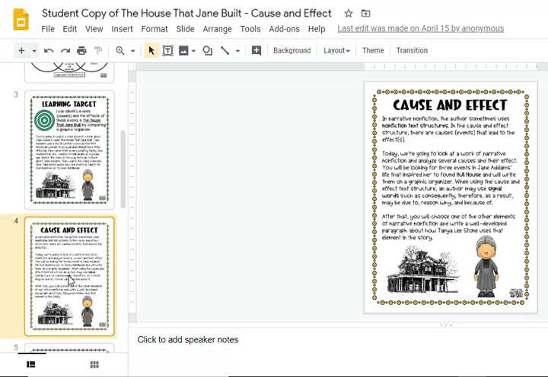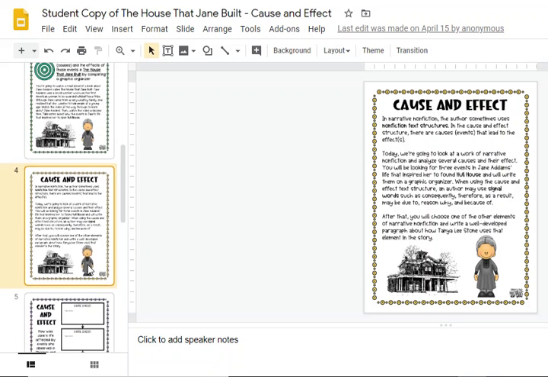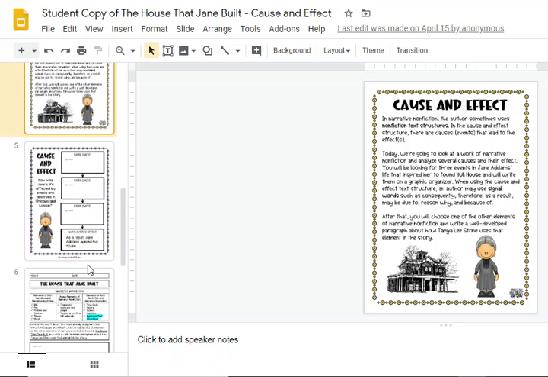When using the cause and effect text structure, an author may use signal words such as consequently, therefore, as a result, due to, reason why, and because of. After that, you will choose one of the other elements of narrative nonfiction and write a well-developed paragraph about how Tanya Lee Stone uses that element in the story.